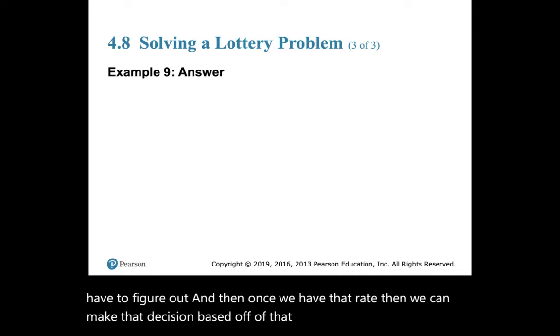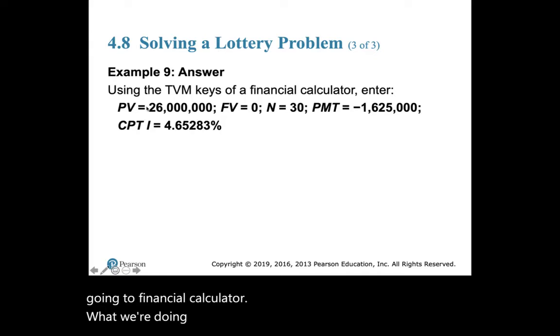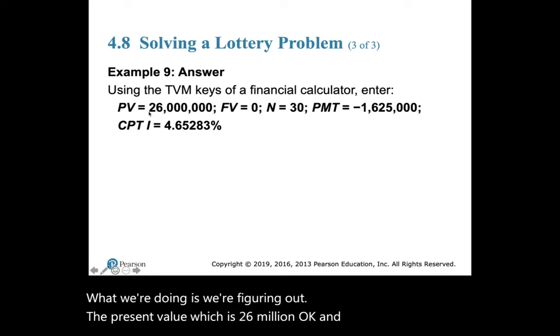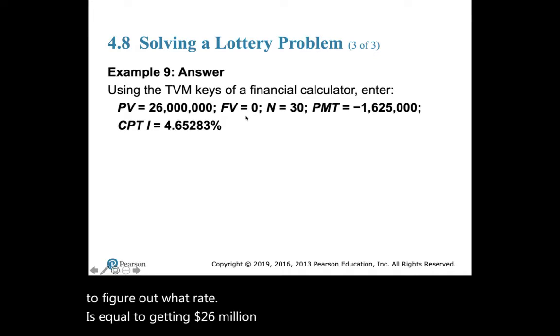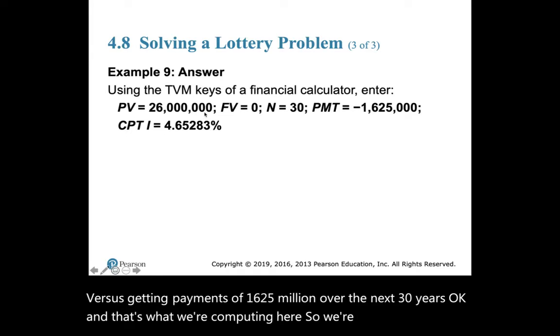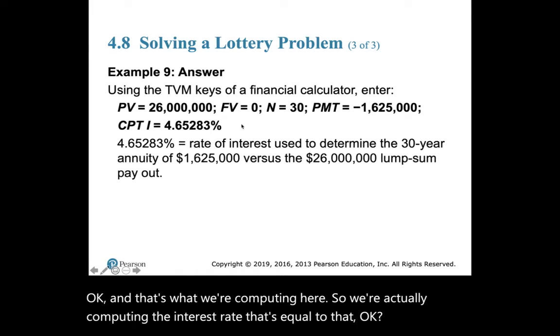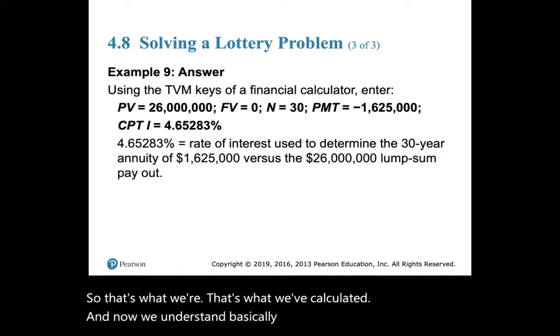Again, if we're going to use a financial calculator, we're figuring out the present value, which is 26 million. We're trying to figure out what rate is equal to getting $26 million now versus getting payments of 1.625 million over the next 30 years. So we're actually computing the interest rate that's equal to that. That's what we've calculated, and now we understand how to make that decision.